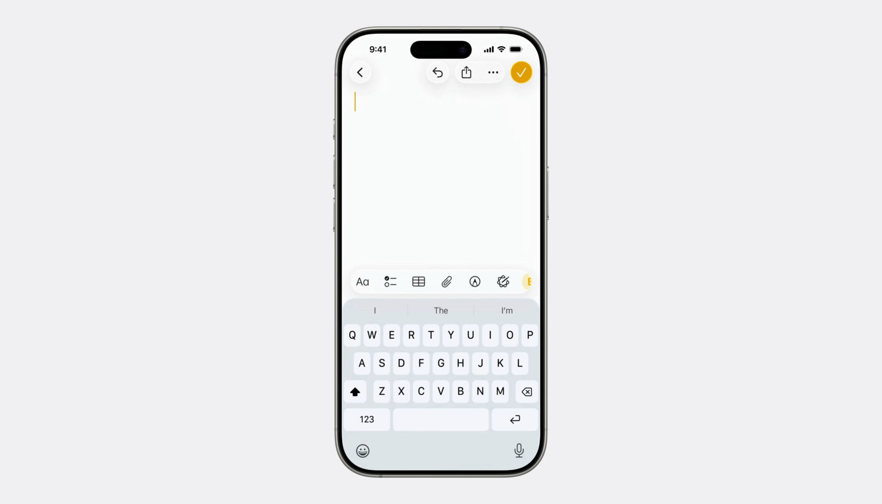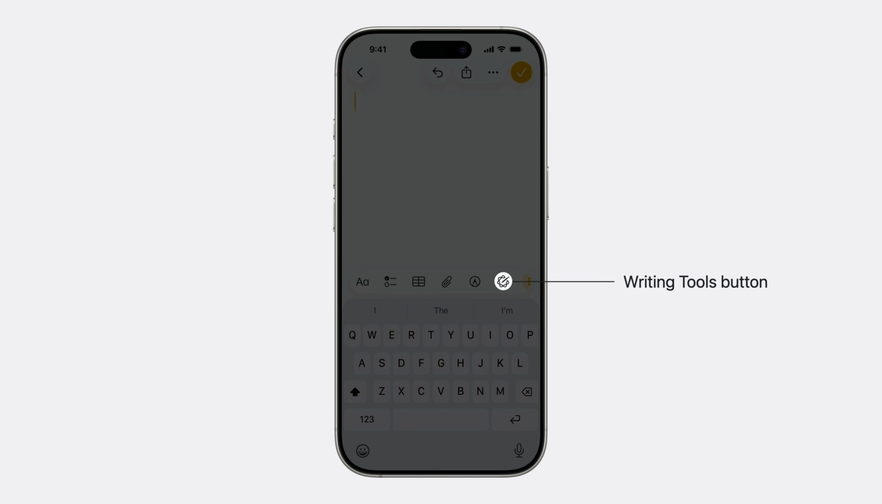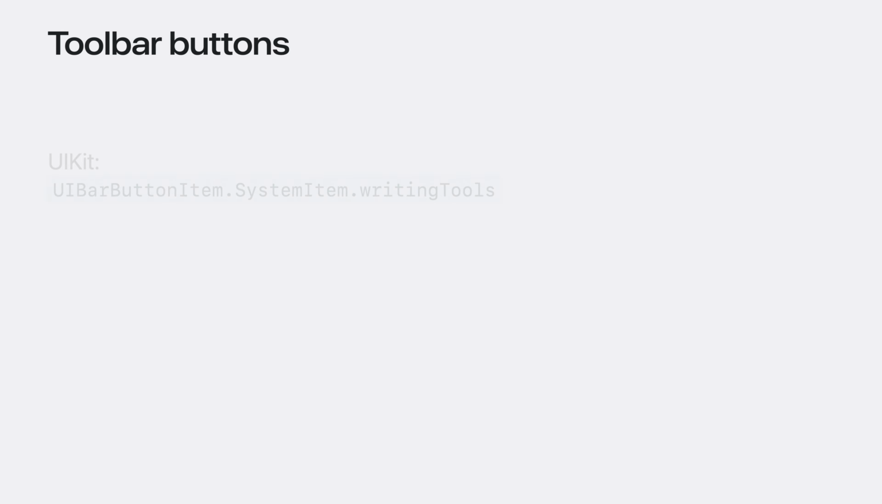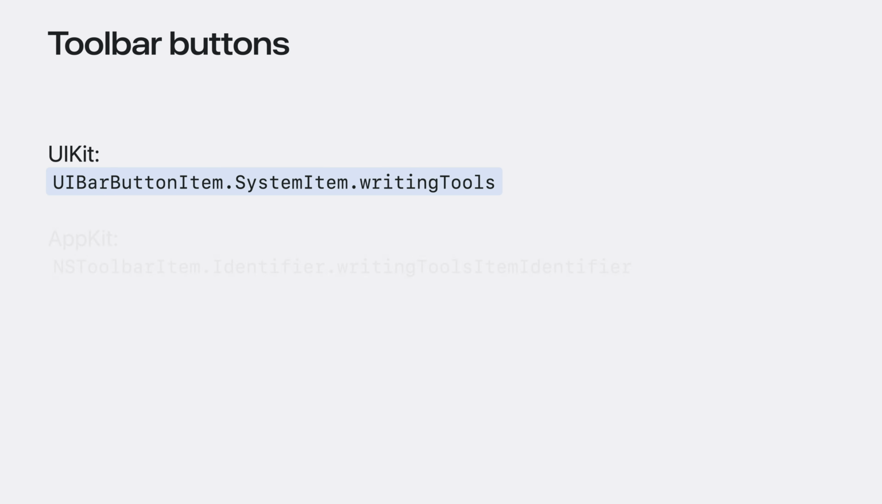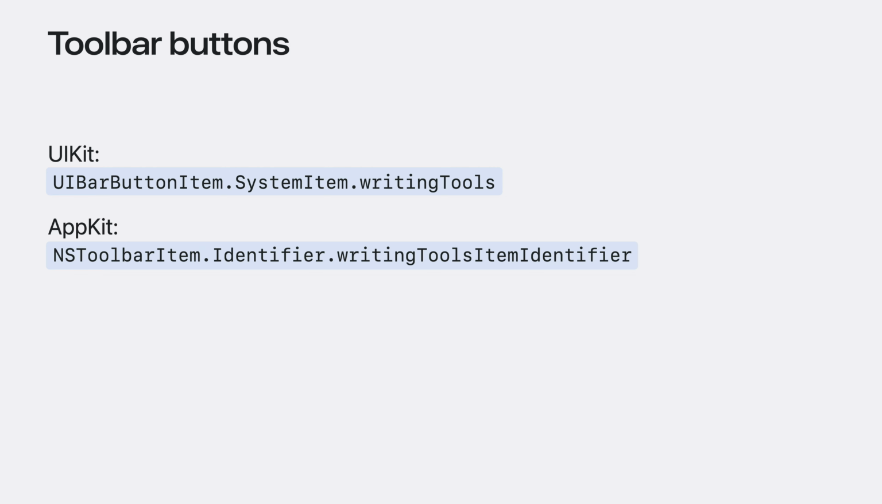Although writing tools is available when you select text, if your app is text-heavy, consider adding a toolbar button, like we did for Notes and Mail. To do that, use UI bar button item in UIKit or NS toolbar item in AppKit.